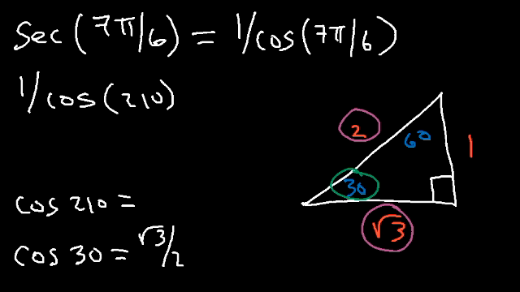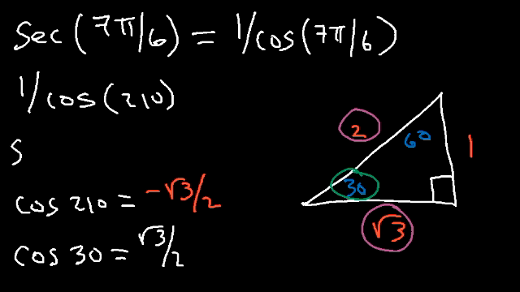C for calculus, that's quadrant 4. Cosine is positive in quadrant 4, and everything is positive in 1. So therefore cosine is negative in 2 and 3. So cosine 210 is negative root 3 over 2.